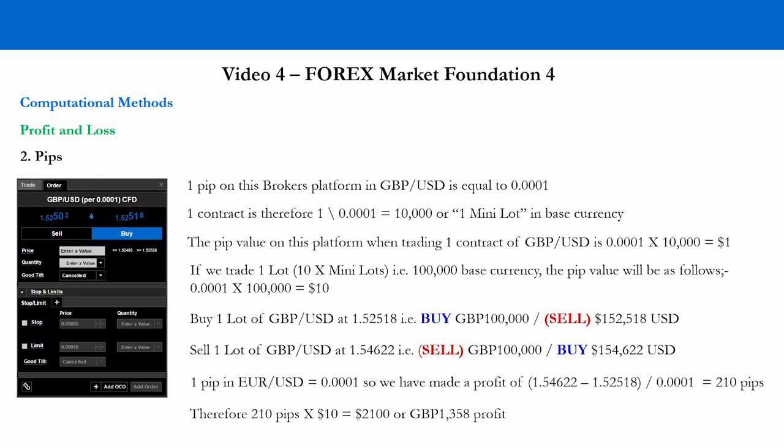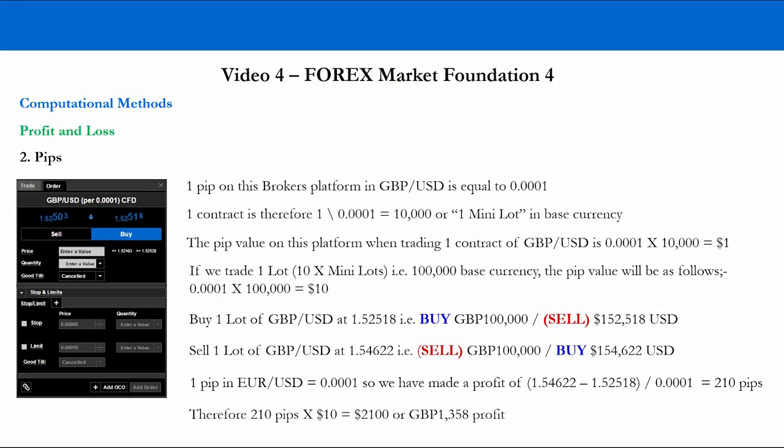If we then want to work out the sterling profit, as in the previous example, we take the current exchange rate, and here we divide 2,100 by 1.54622, and we end up with a profit of £1,358, so expressed in base currency. So calculating profit on a currency pair by using pips and working out the pip value in the quote currency is pretty straightforward as well.